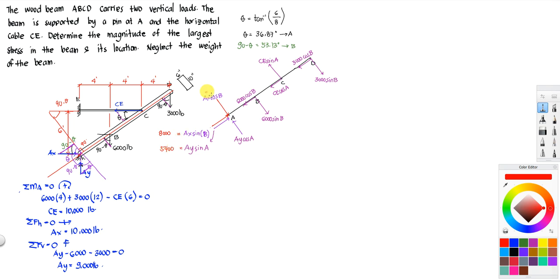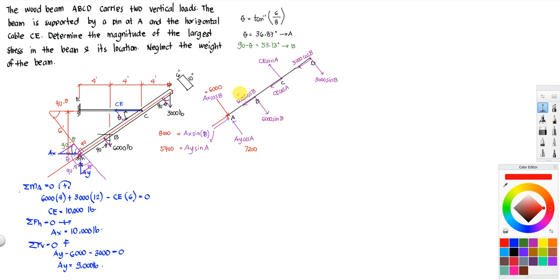Okay, how about this one? AX, 10,000 cosine of B. Sorry, AX cosine of B. So, that's equal to 6,000. Tama ba? 6,000, tama. And then this one is AY. 9,000 cosine of A. So, you can have it as 7,200.